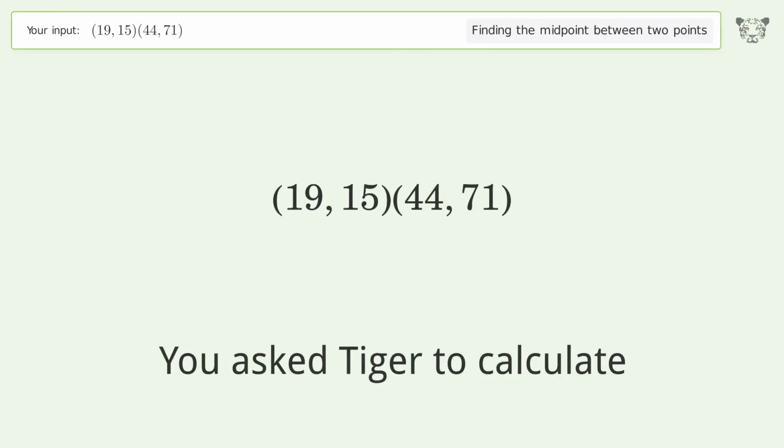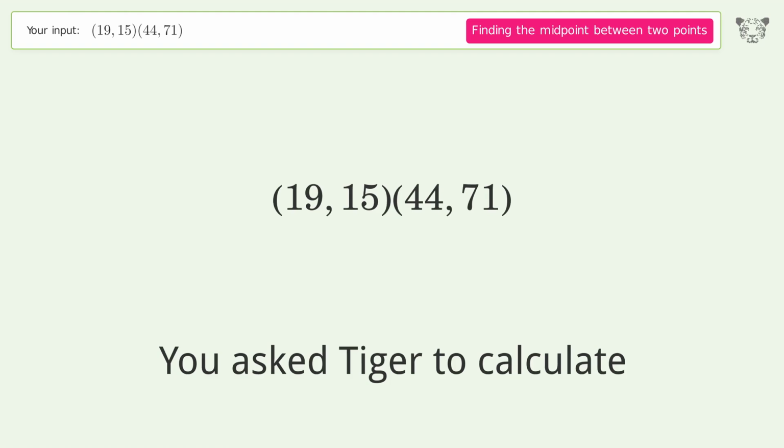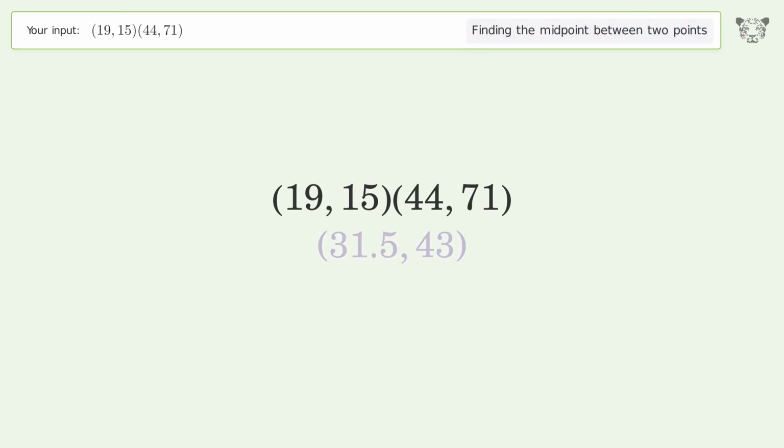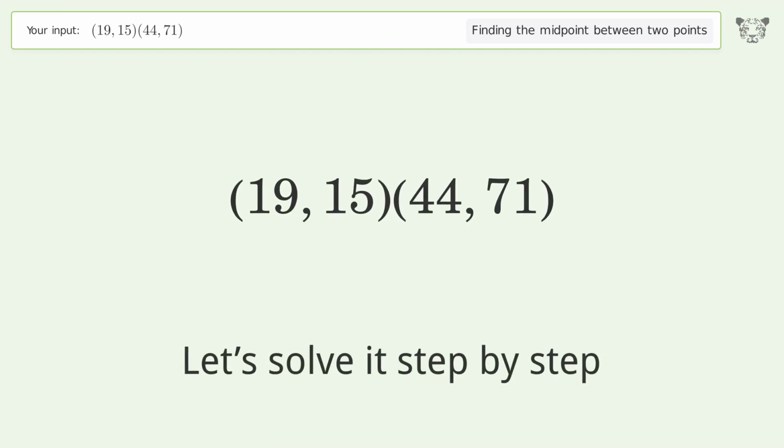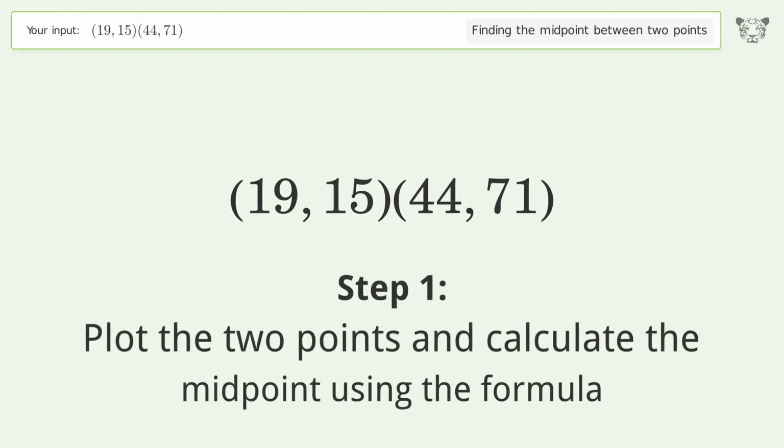You ask Tiger to calculate. This deals with finding the midpoint between 2 points. The midpoint between the 2 points is 31.5, 43. Let's solve it step by step. Plot the 2 points and calculate the midpoint using the formula.